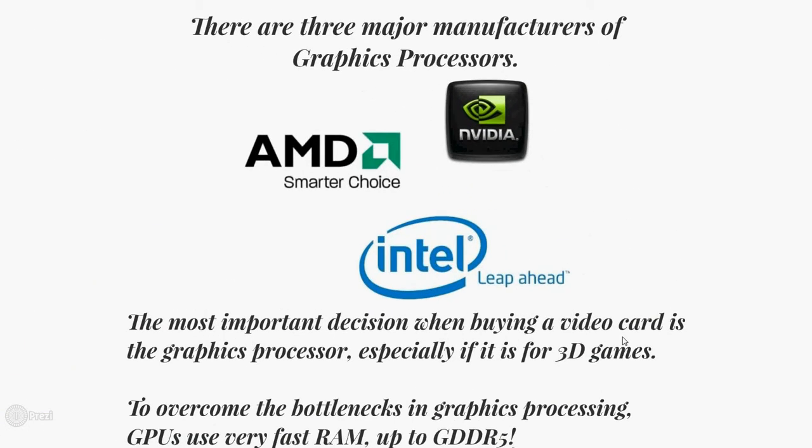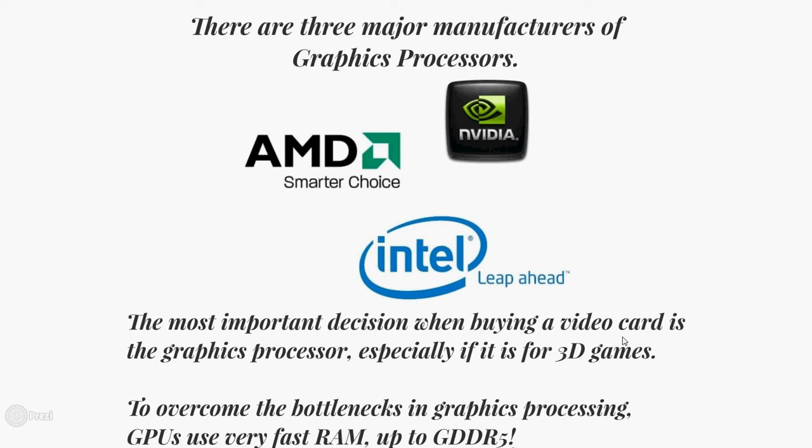There are three major manufacturers of graphics processors. They are AMD, NVIDIA, and Intel. If I am not mistaken, most people who prize video have a preference for either AMD or NVIDIA, and we're not going to have that argument here.